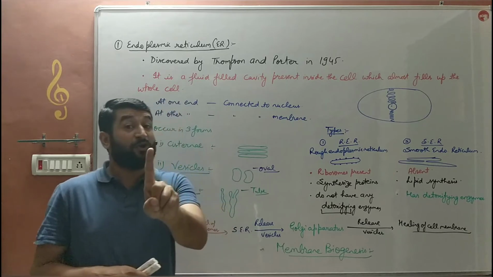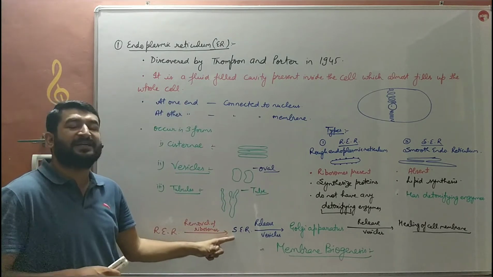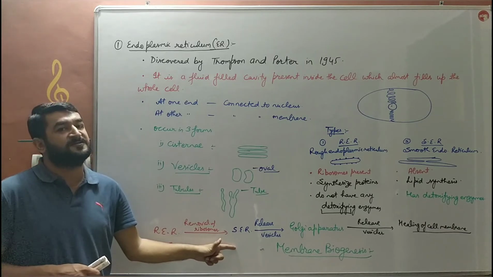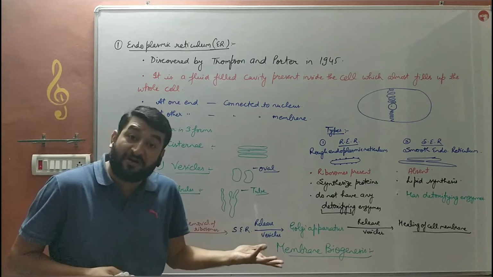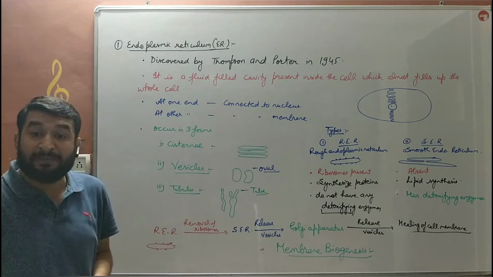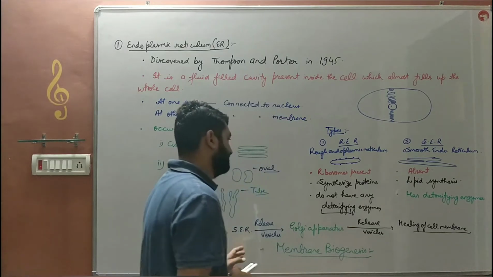As the rough endoplasmic reticulum synthesizes proteins and the smooth endoplasmic reticulum releases lipids, these lipids and proteins together form the plasma membrane, the cell membrane. This is known as membrane biogenesis.